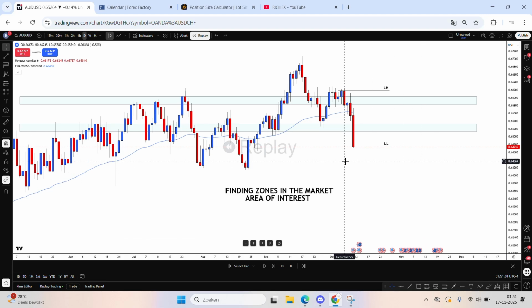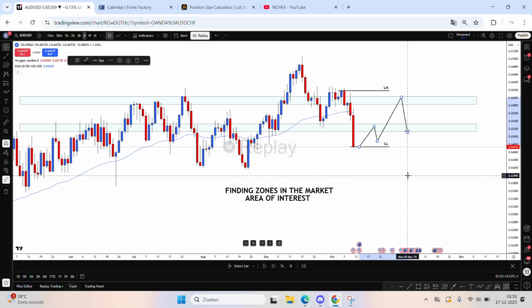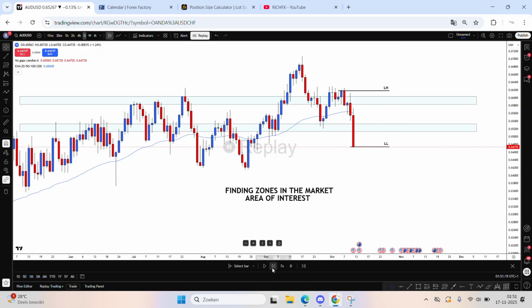So what is the possibility here to do? Well, you have to check if price has a reaction right there and then sell, or price has a reaction right there and then sell. These are the two possibilities. So if we play the replay mode, we see that the lower low is not broken, and now we are breaking above the area of interest. So this area of interest is not valid anymore.